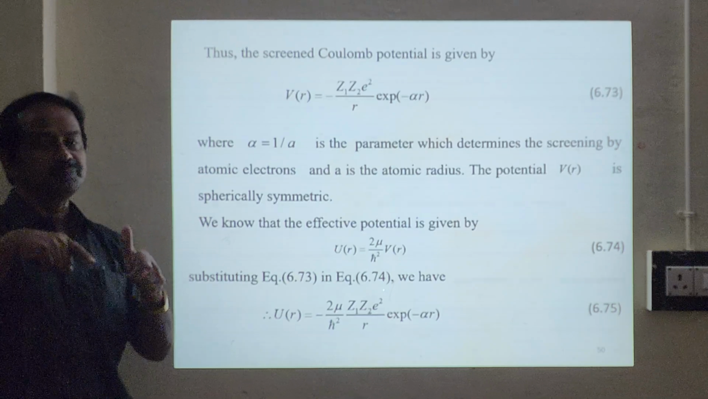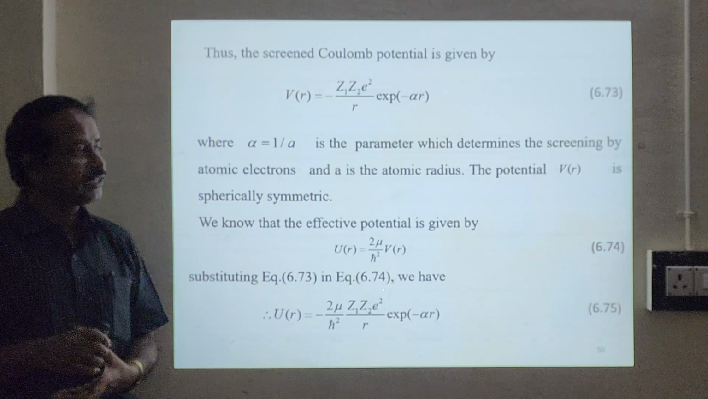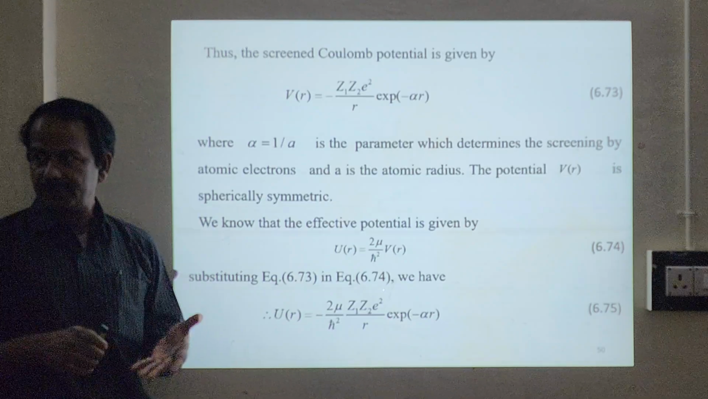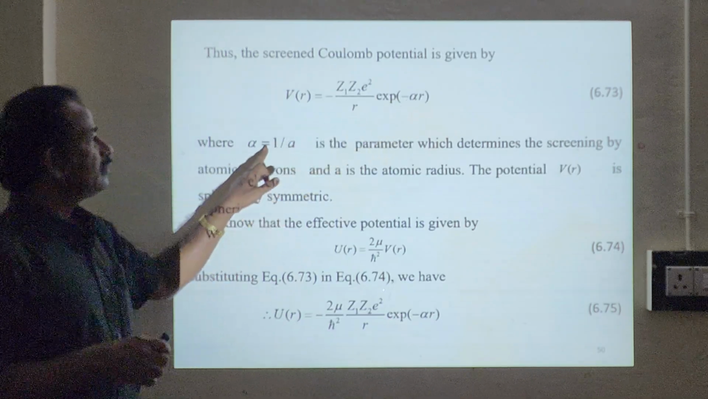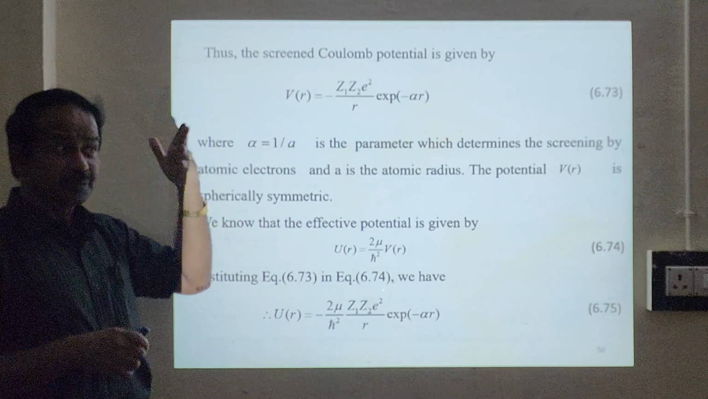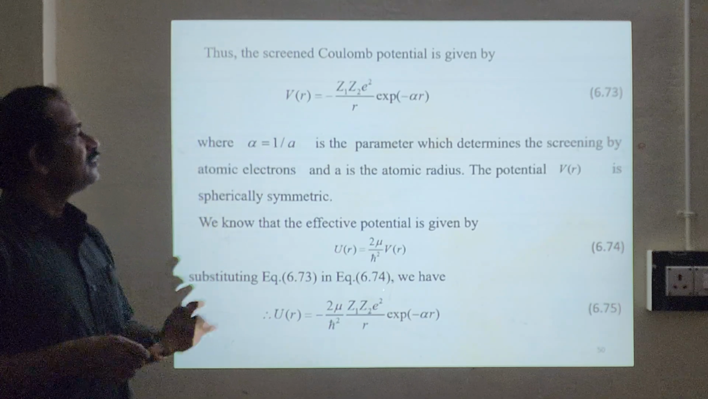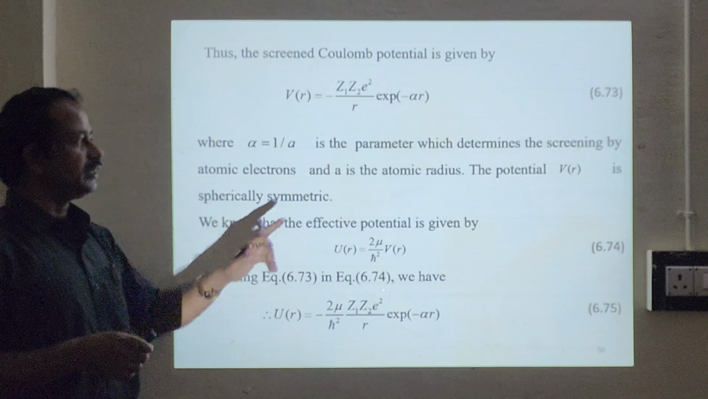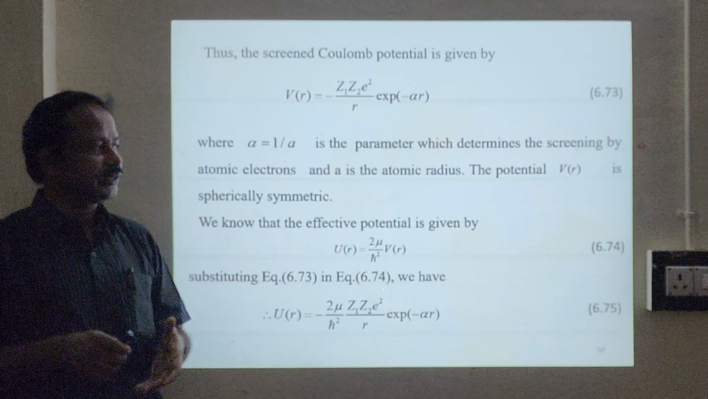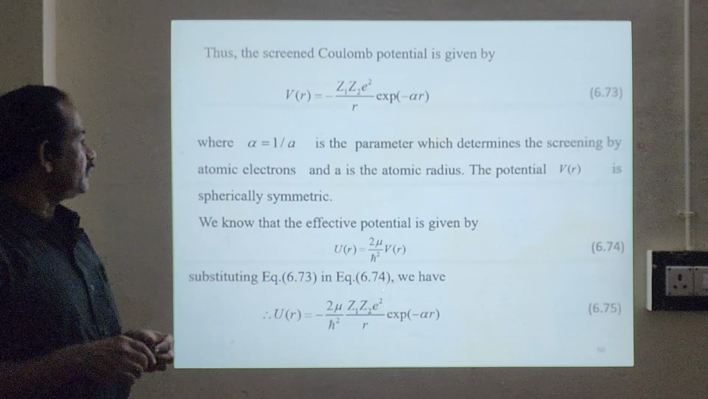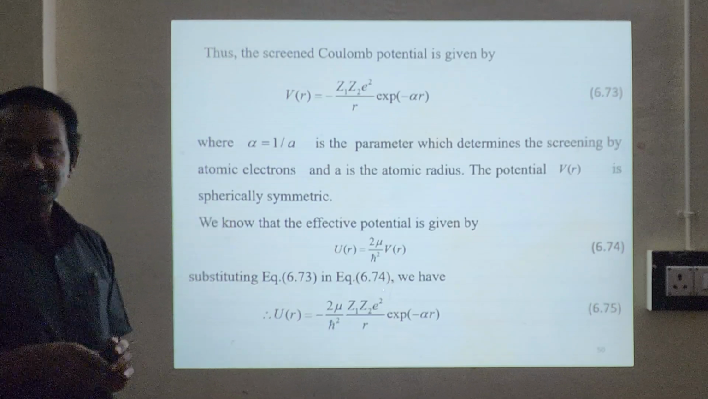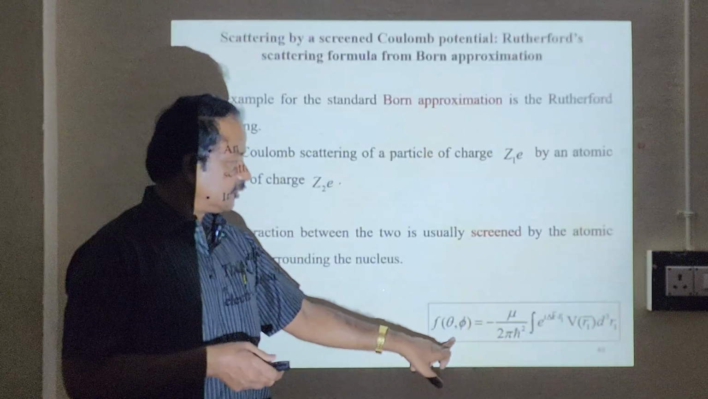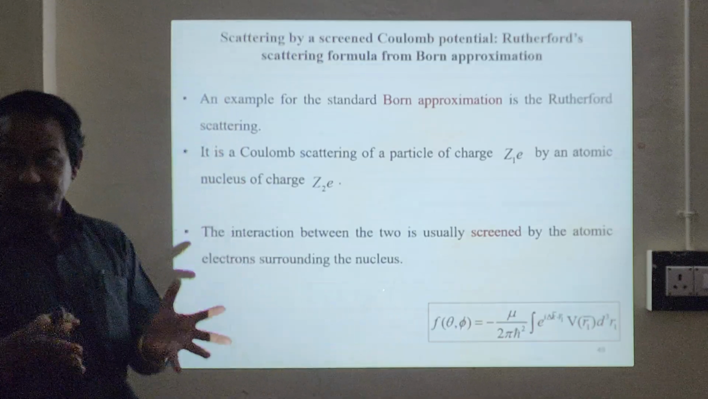The Bohr radius is the mean distance between the electron and the proton. For example, for the hydrogen atom, the Bohr radius is 0.53 angstrom. So alpha is the inverse of the Bohr radius. Alpha is the variation parameter which we studied earlier. It is the parameter which determines the screening by the atomic electrons, and a is the atomic radius, the Bohr radius. The potential V of R is spherically symmetric. Here we are going to consider only the spherically symmetric case. That's why it is independent of phi.